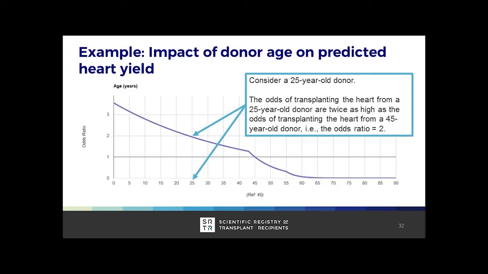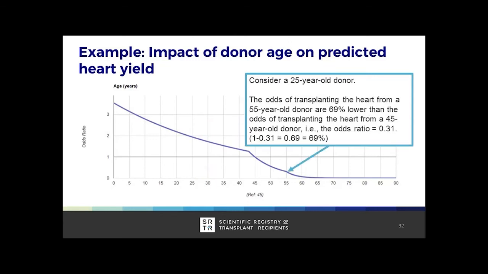If you hover over the figure, you'll see the actual odds ratio displayed there. So I'm just showing another example here. If we had a 55-year-old donor compared to that 45-year-old donor, the odds ratio is actually 0.31 at that point. And so the easy way to interpret that is, given that that's below 1, if I just subtract that value from 1, which is in the bottom line of the blue box on your screen, 1 minus 0.31 is 0.69.